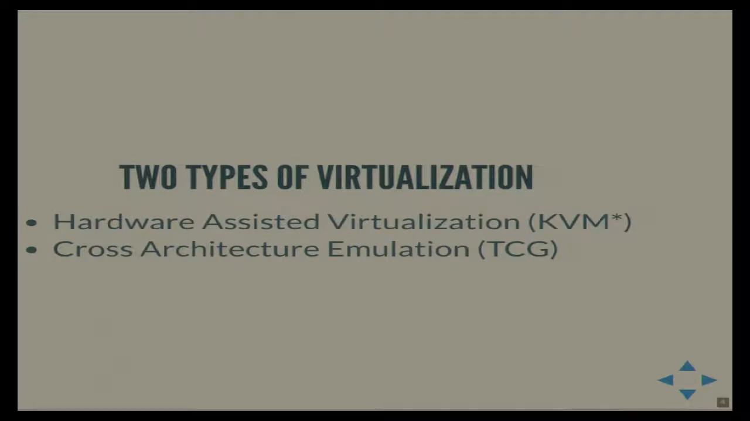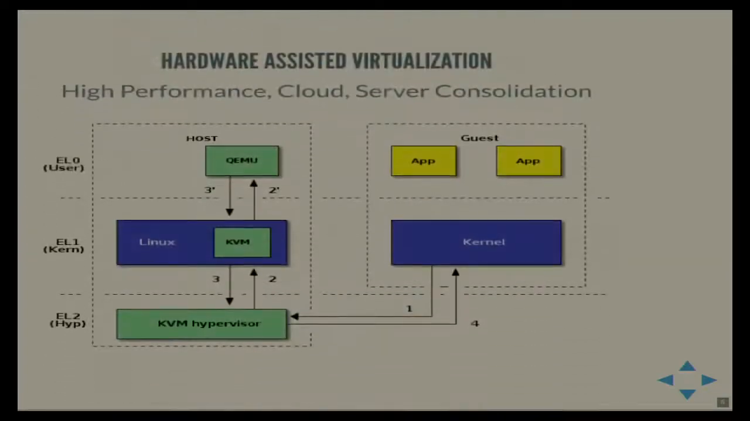The second mode is less well known, uses a just-in-time recompilation engine called the Tiny Code Generator, or TCG. And this allows you to fully emulate a system of any supported architecture on any other machine with a potentially different supported architecture. So let's have a closer look at the two in detail.